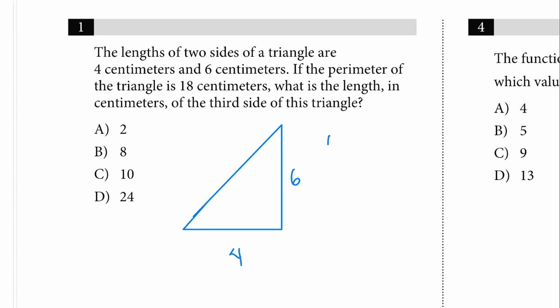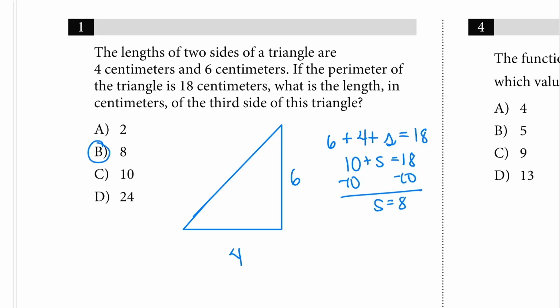We know that the perimeter is going to be the third side, call it S, and that's going to equal 18. So we have 10 plus S equals 18, minus 10 is going to be 8, is the third side.